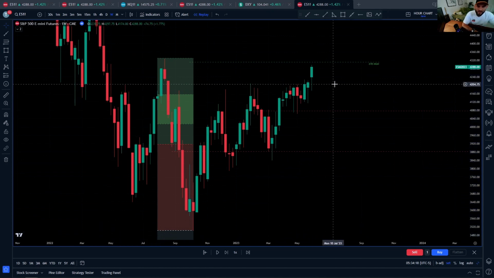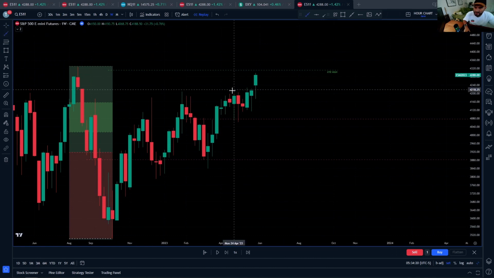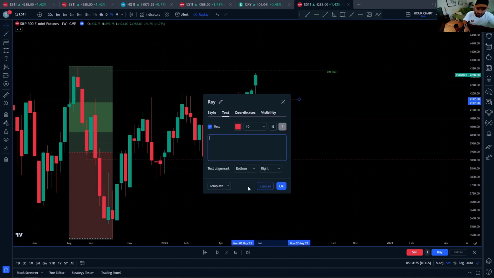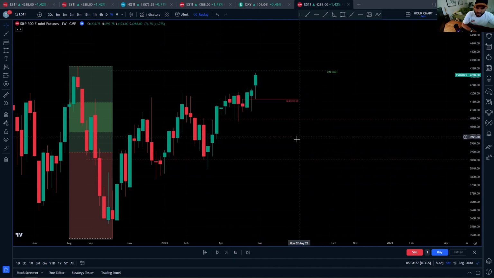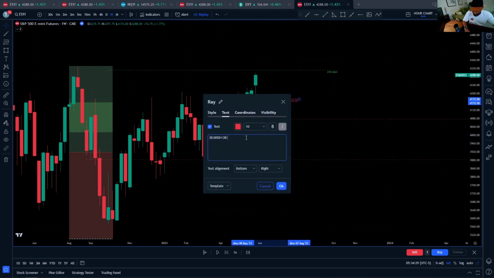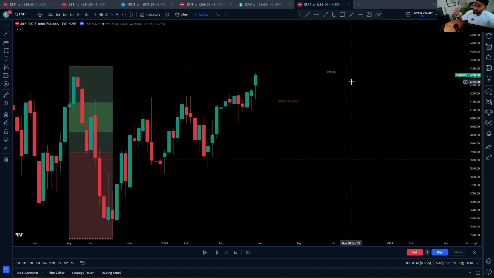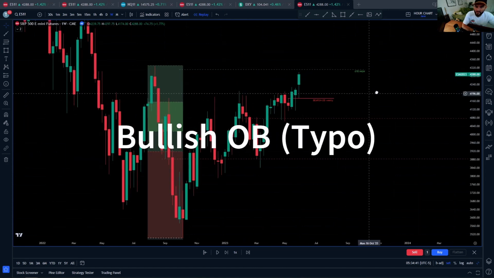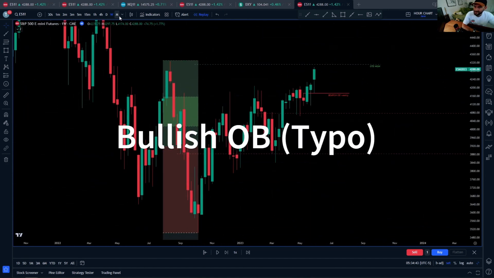Okay, now we can start dialing in our levels, getting closer to where we specifically are. So this is where I'd want to mark out the high of this order block. Why? Because if price is bullish and it is looking to expand aggressively, it's going to respect the most sensitive part of an order block, the high of this candle. And as you can see, price has respected the high of this order block for moving higher.